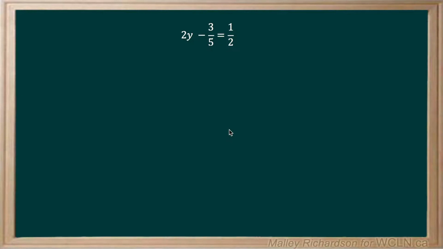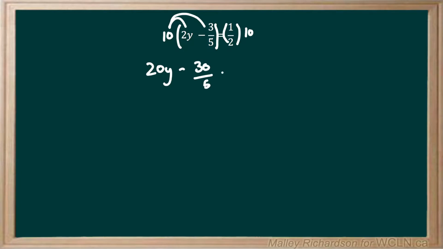So the lowest common denominator of 5 and 2 would be 10. So we have to multiply both sides of our equal sign by 10 to get rid of our denominators. Now we want to take this 10 and multiply it by everything inside the brackets. So 10 times 2y is 20y, and then 10 times 3 over 5 is 30 over 5. And then 1/2 times 10 is 10 over 2.